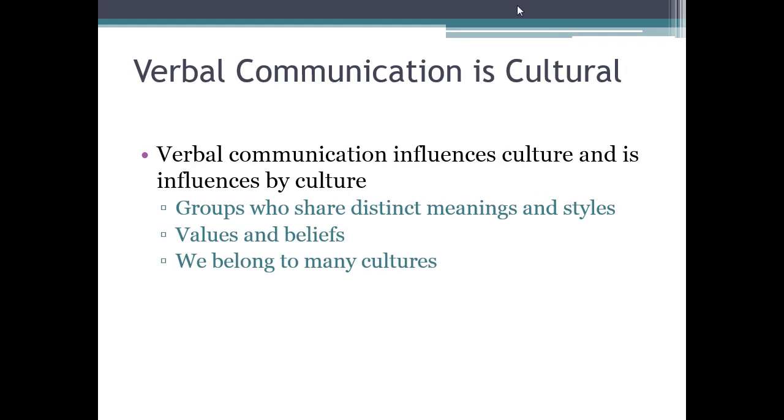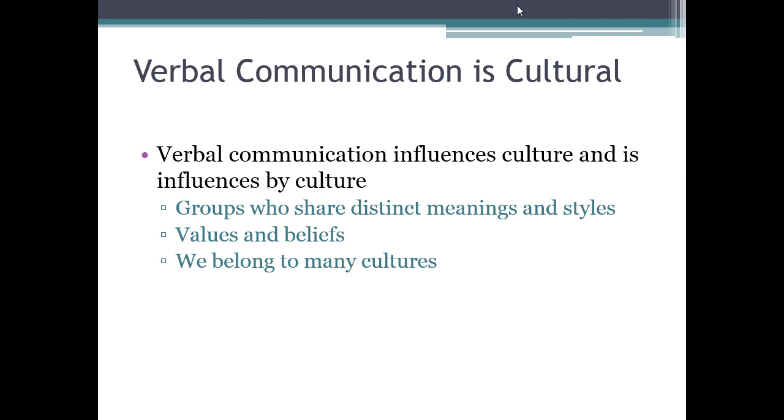Now, verbal communication is not only relational, but it's very cultural. It is as cultural, in fact, as it is relational. You see, verbal communication influences culture, and culture, in fact, influences communication. The dimensions of culture would include groups of people who share distinct meanings and styles of speaking. And in those things, the values and beliefs of those cultures are embedded in the meanings. So multiple cultural groups exist within larger nation states, and certainly in ours.